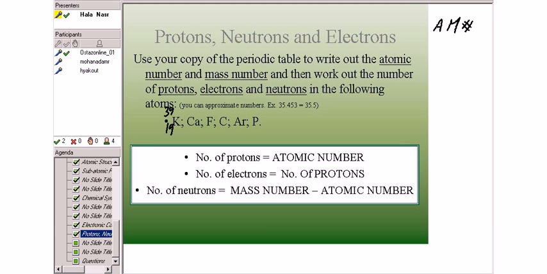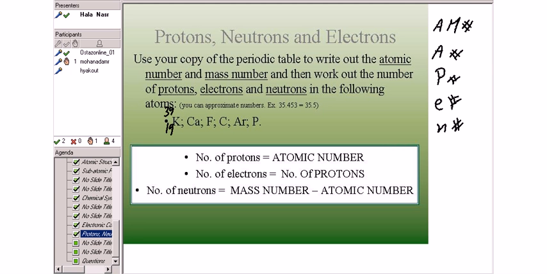Now you know that we need the atomic mass number, and the atomic number, as well as the number of protons, the number of electrons, and the number of neutrons. Now, who can do these? For potassium, it's 19, 39. Any volunteers? Mr. Yaoud, can you do it?